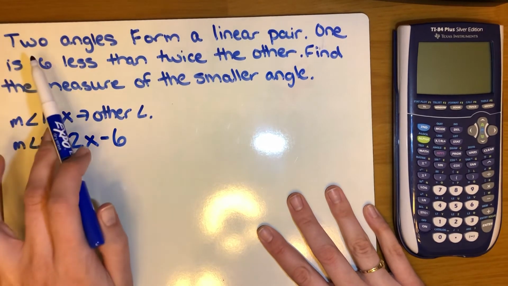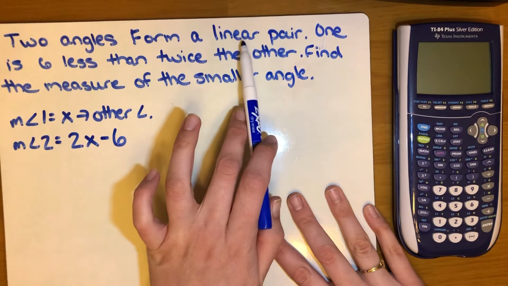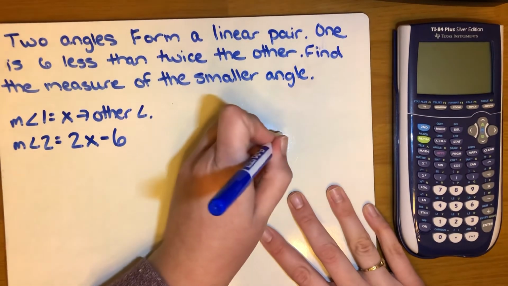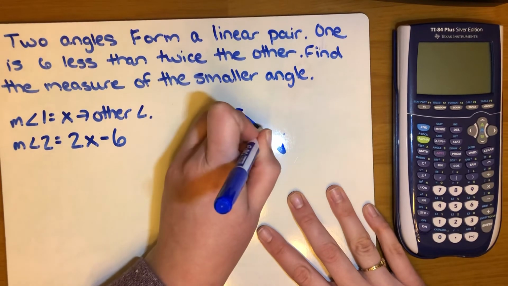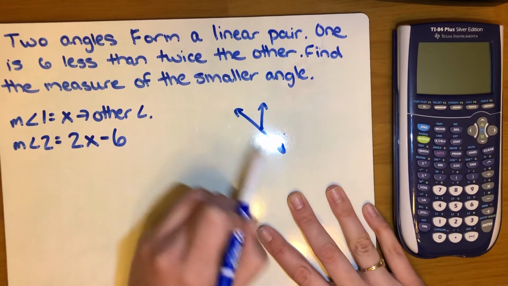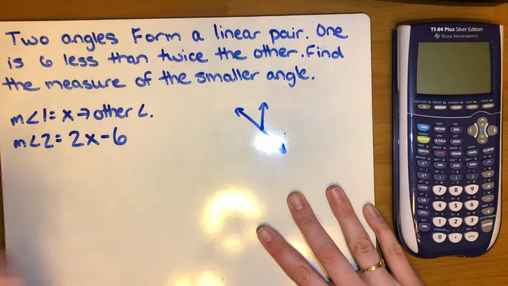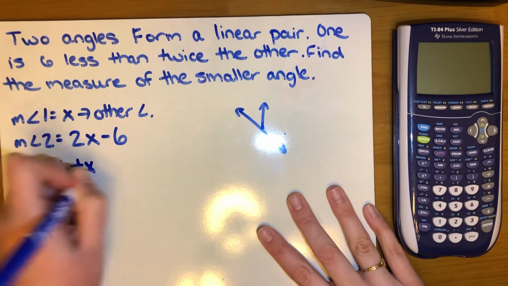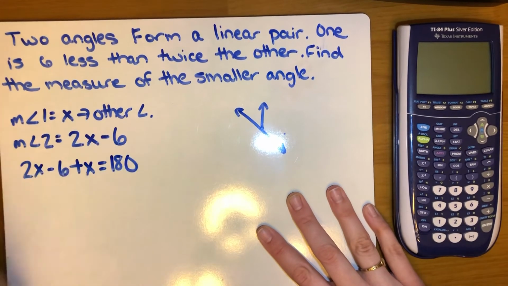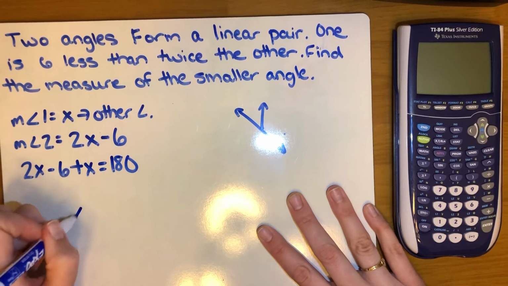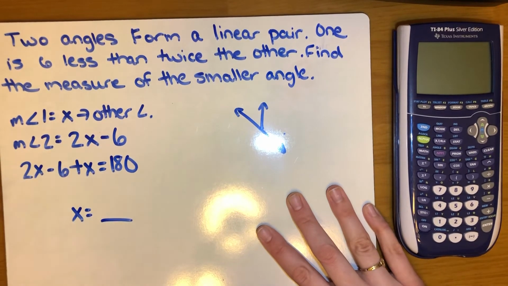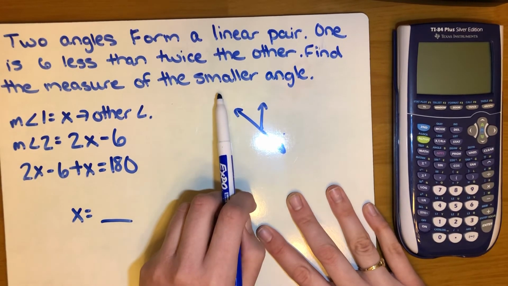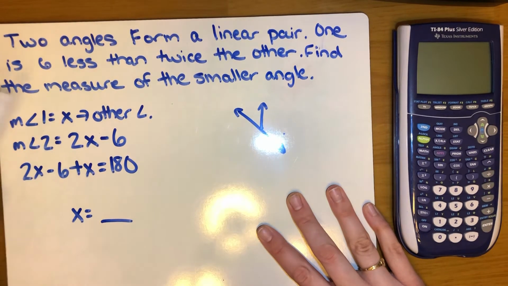Now, the other piece of information that I have here that's very important is that they form a linear pair. And remember that linear pairs are angles that share a vertex and a side, and they form a line. They are supplementary, they add up to 180 degrees. So I can say that 2x minus 6 plus x equals 180. From here, you're going to want to solve for x, and then just like the last problem, you're going to want to plug that back into each of these and figure out which one is the smaller, which should be pretty easy to do based off the fact this one's x and this one is 2x minus 6.